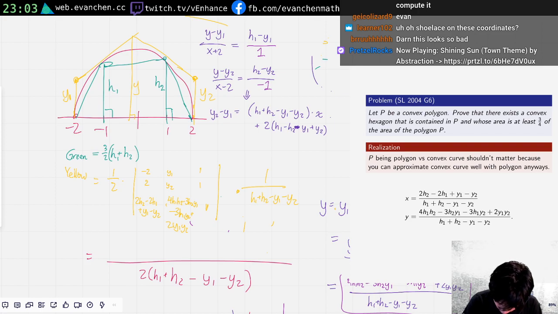Oh shoot, that's not how. Oh, I was like, why are the dimensions not matching? Sorry, this one here is a copy of the denominator. That's h1 plus h2 minus y1 minus y2.